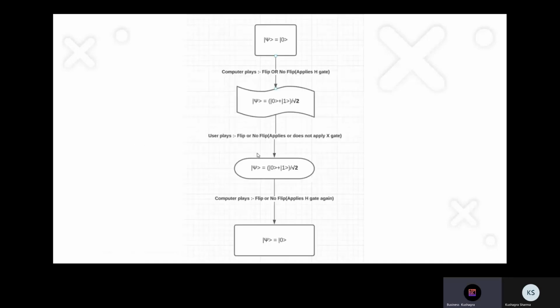Here, the complete game is represented as a flow chart. We begin with the initial zero state. The computer plays and applies the H gate, and we get a plus state. Then the user chooses to flip or not, which applies the X gate or the I gate. Irrespective of what the user does, the plus state remains intact. Then the computer applies the final H gate, which gives us the initial state, the zero state.